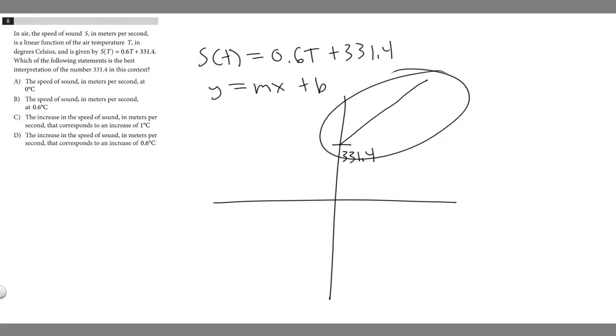It's just not to scale. But that's going to help us think about it, right? Because we're trying to find out what 331 is in this context. So let's look at our options, and then we're going to see if they make sense.